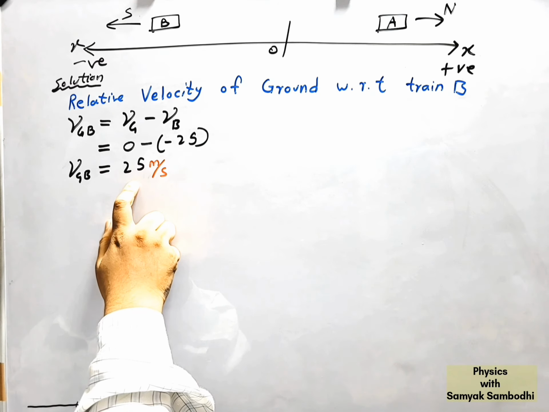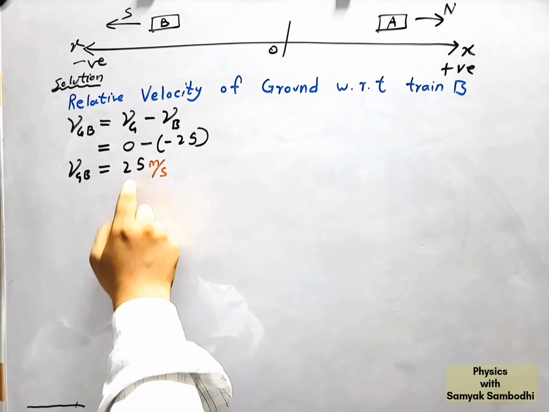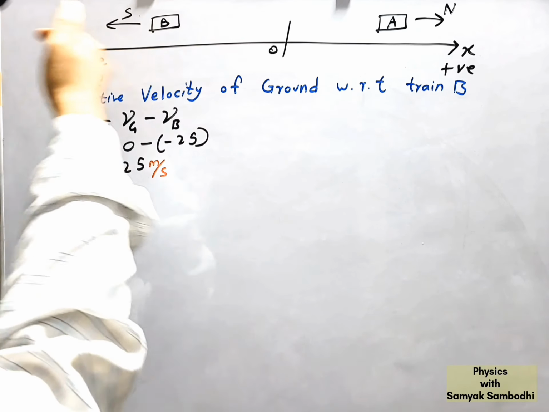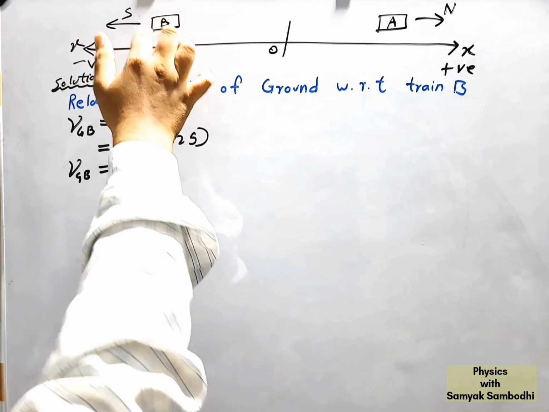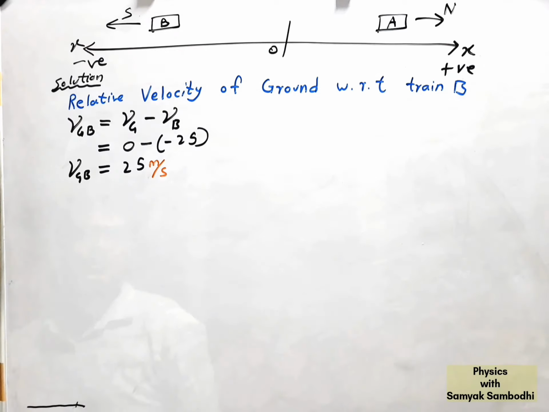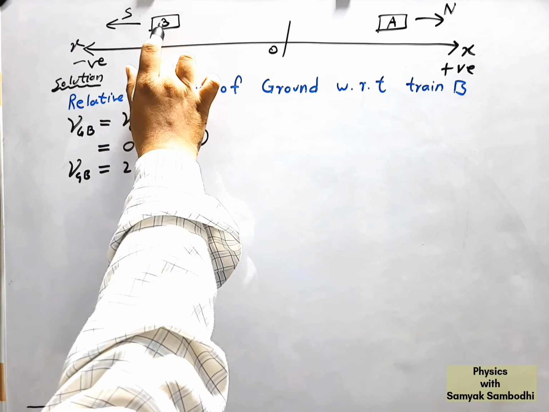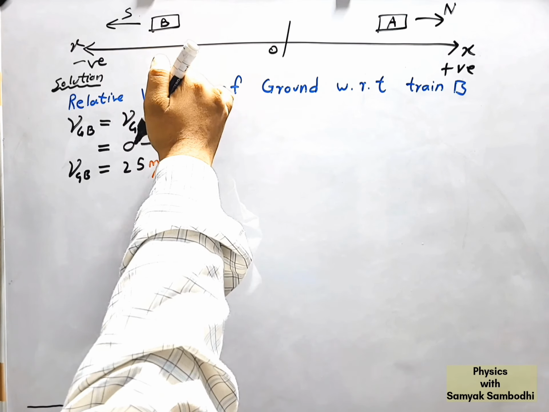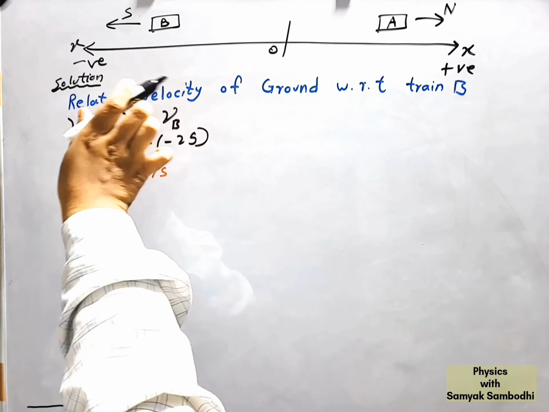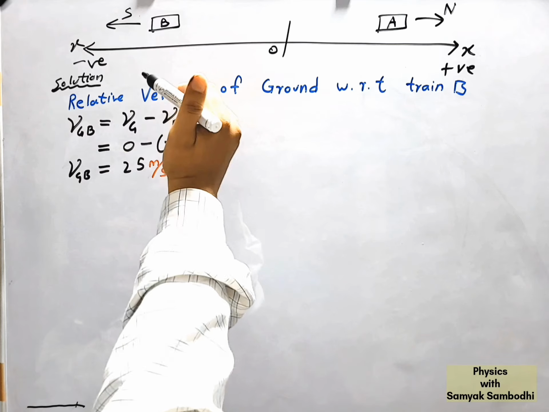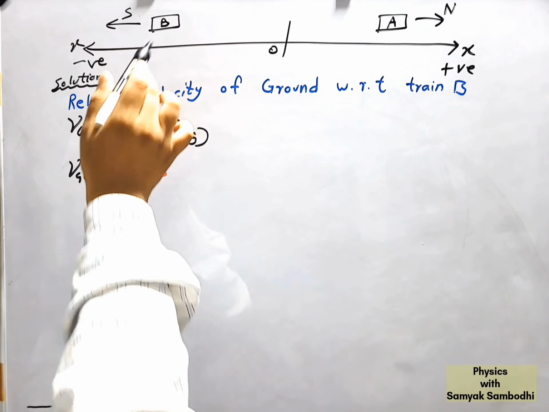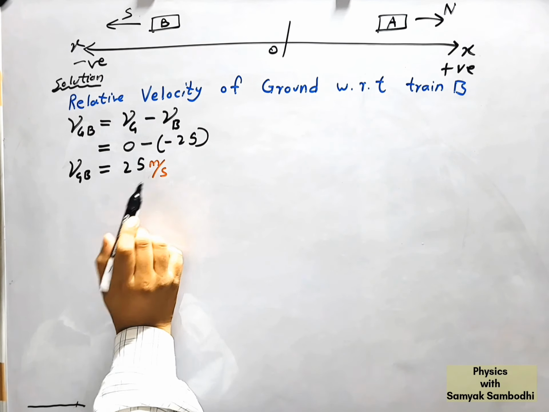Now this is a positive value. Why? Because the train is moving in the negative direction, but the ground is stationary. So when the observer sitting in the train observes the ground, it appears to be moving in the opposite direction, that is towards the positive direction. That is why the velocity of ground with respect to B, as seen from B, is positive 25 meters per second.